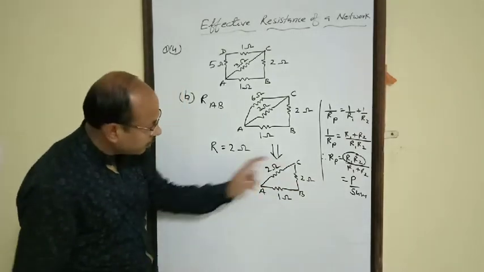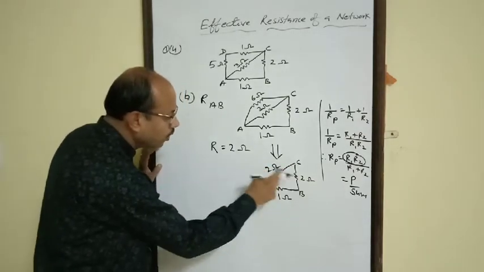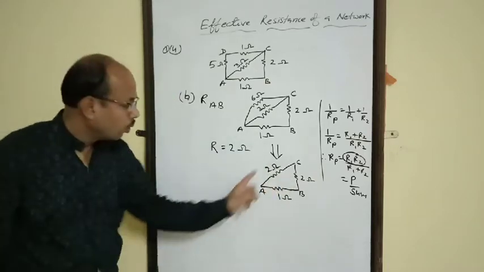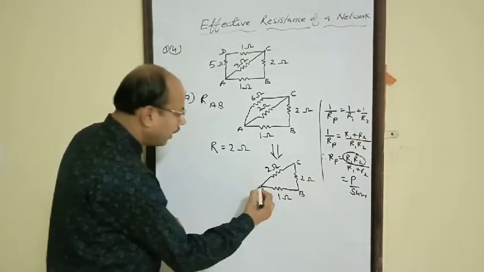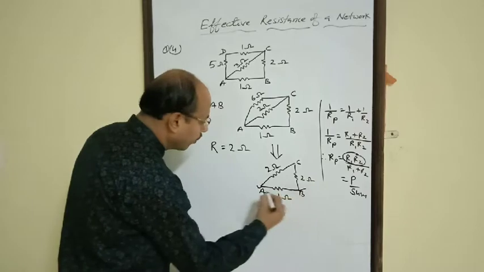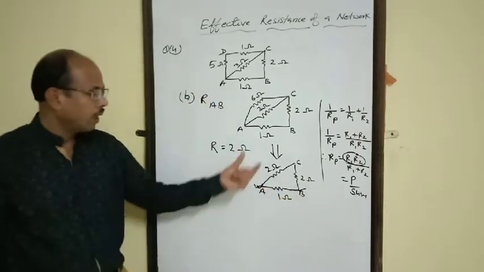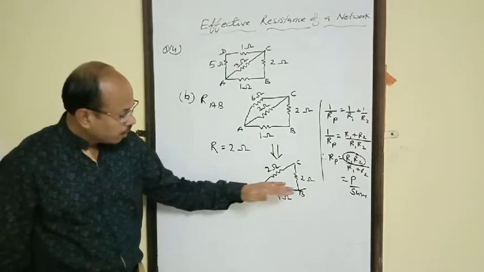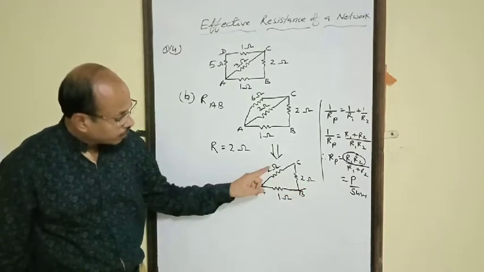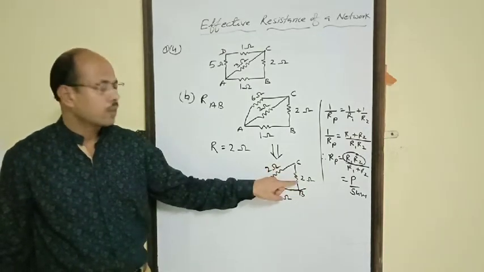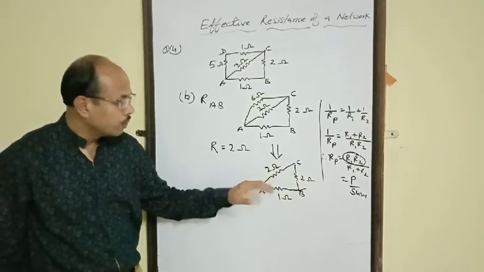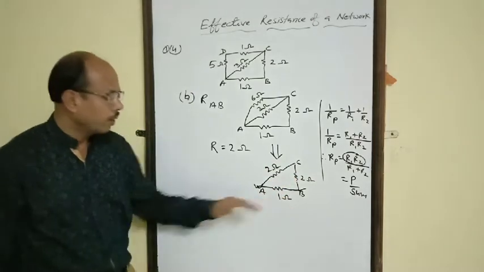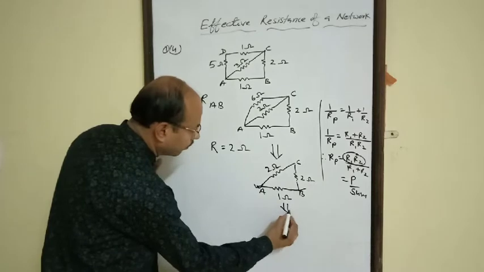Now you can easily see this 2 ohm and 2 ohm are in series. Not all are in series, because A and B are the terminal points. We have to find out effective resistance between A and B. It means without using this A and B, these two will be in series, and the series combination of these two will be in parallel with AB. Again I am using this diagram.